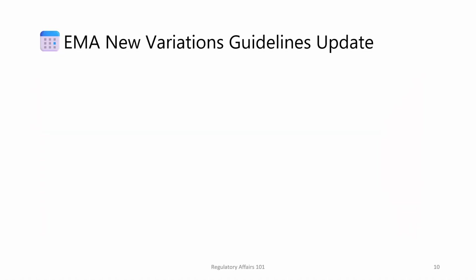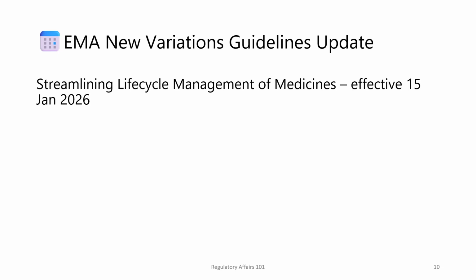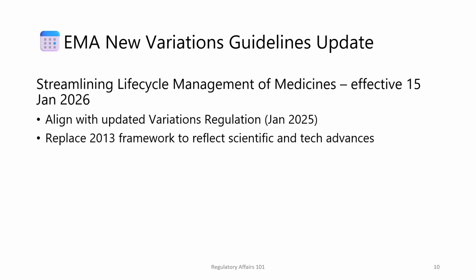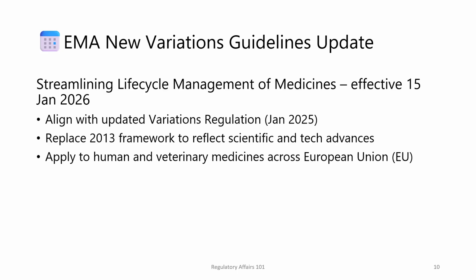Last week, EMA announced a new variations guidelines update to streamline life cycle management of medicines, which will be in effect January 15, 2026. These guidelines align with the updated variations regulation, replace the 2013 framework to reflect scientific and technological advances, and apply to human and veterinary medicines across the European Union.